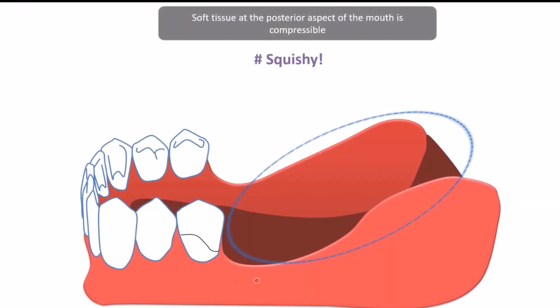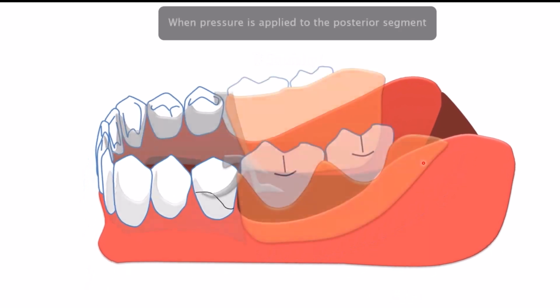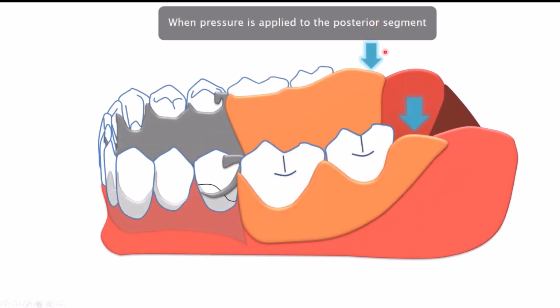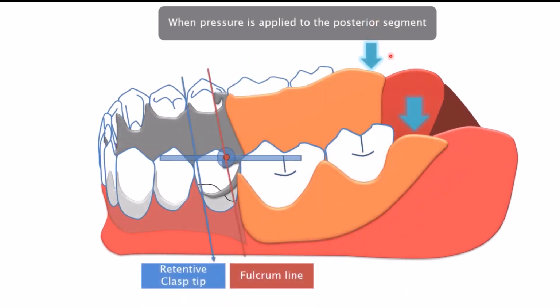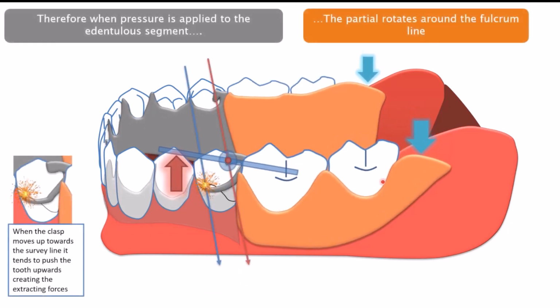Let's consider this mandibular class 1 RPD. The tissues in the back here are a little compressible, so when you add a partial denture in there and put some posterior pressure, you'll see that the partial denture might move like this. You'll also be able to see that this here is the fulcrum line connecting the distalmost rests, and this line here connects the two clasp tips.